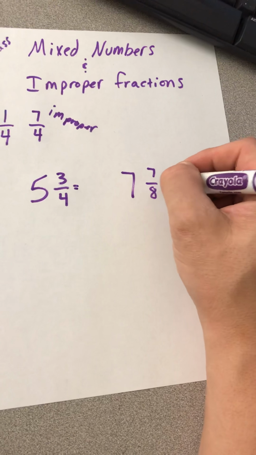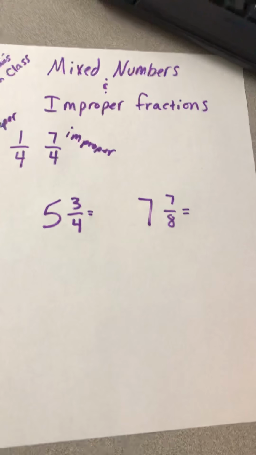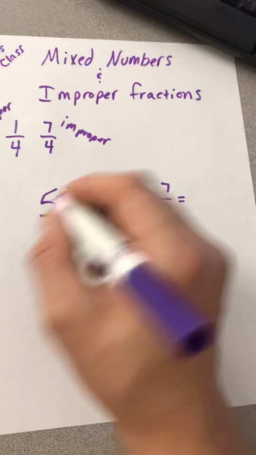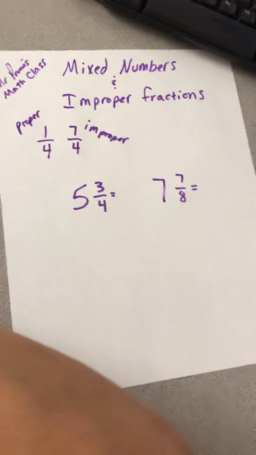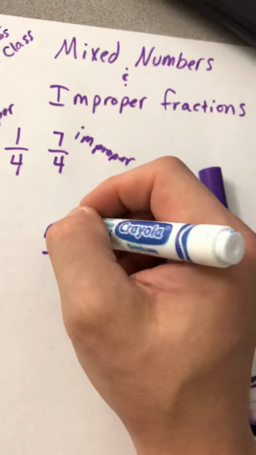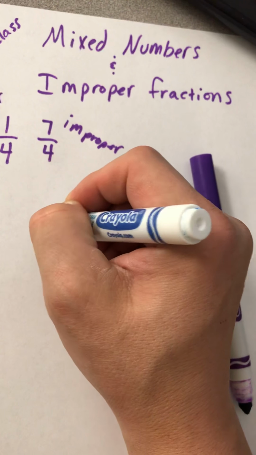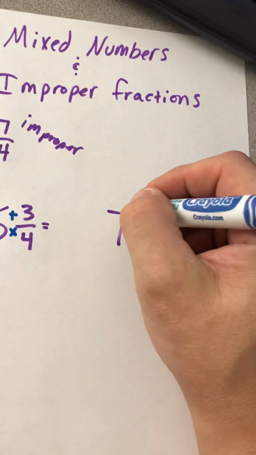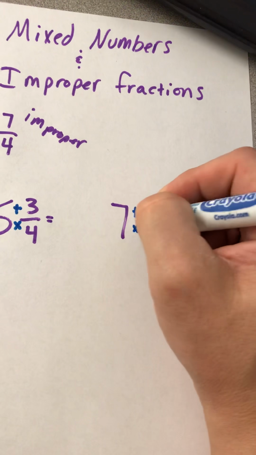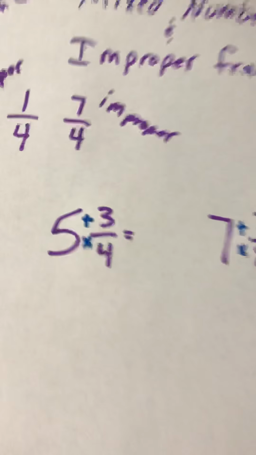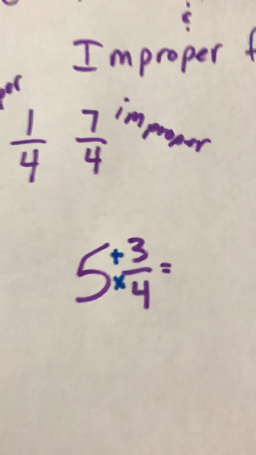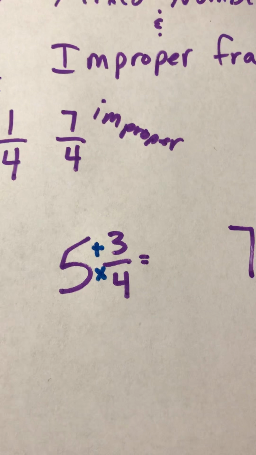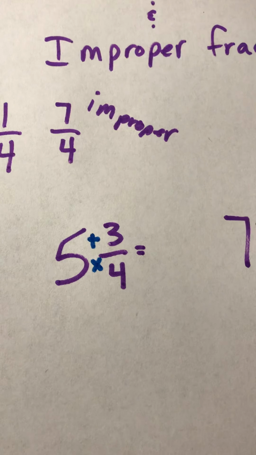So I have a little way to do this that's pretty awesome. We live in Texas, so I always tell the kids, do the Texas on it. What you do is you take your mixed number and write the TX for Texas. In order of operations, we always multiply first and then we add last. So for this problem, we're going to multiply first and then add.